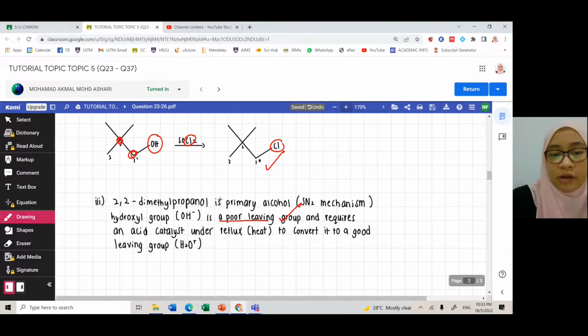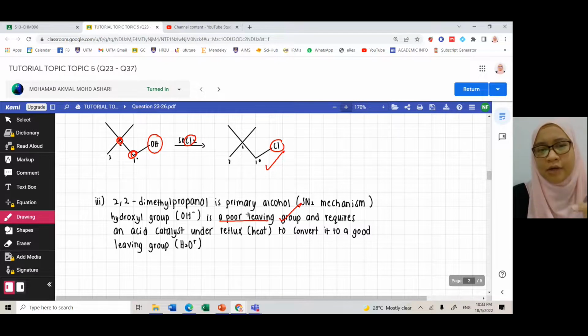Because it's a primary alcohol. It's not like a tertiary alcohol. A tertiary alcohol will become a carbocation, and when it becomes a carbocation, it's already unstable. If it's unstable, it can react with anything. With HCl, it means if there is even one chlorine, one halogen there, it will react with that halogen. It doesn't need any special environment because it is itself already unstable.